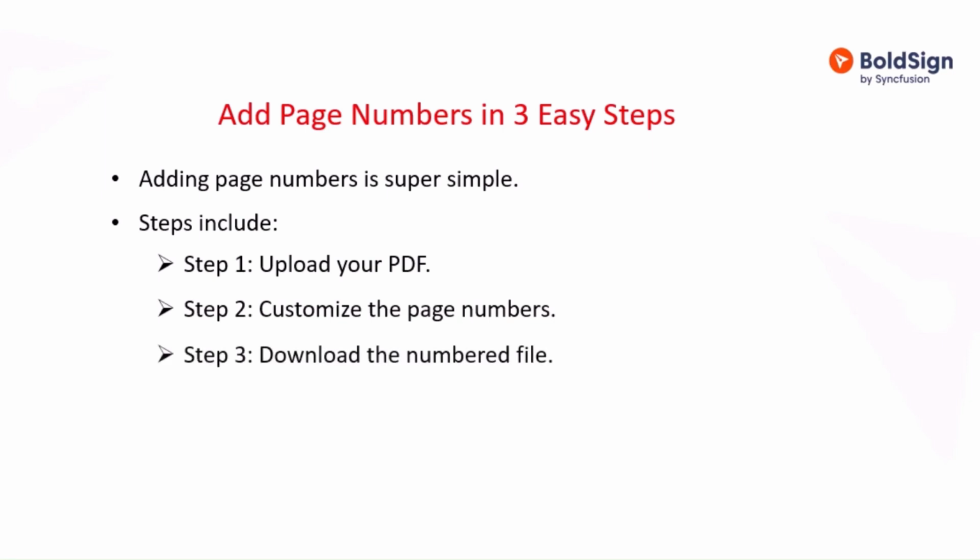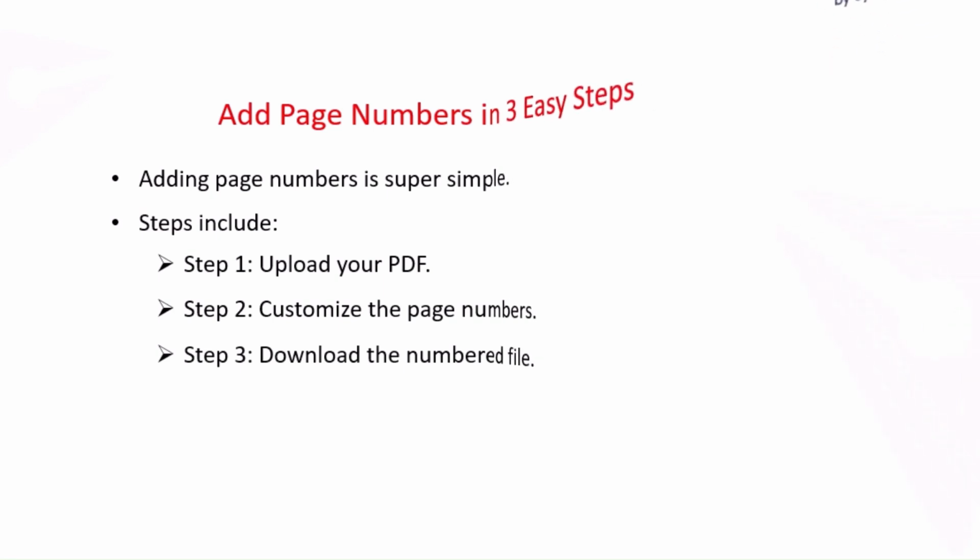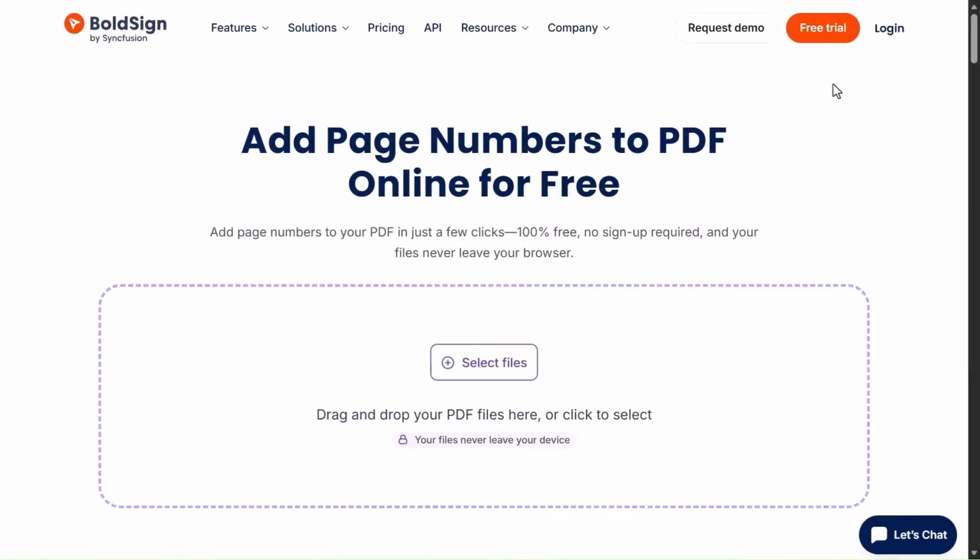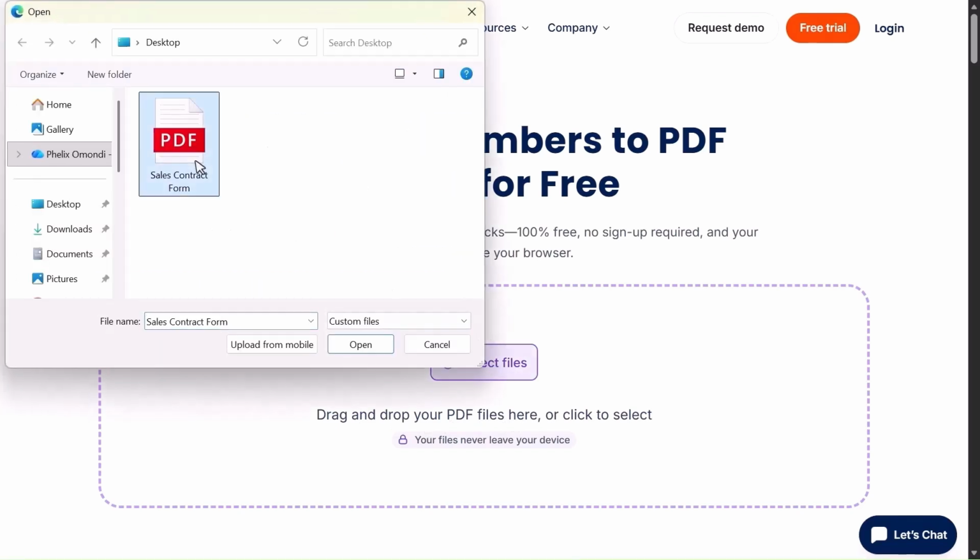Now, let's walk through it. First, open the BoldSign Add Page Numbers to PDF tool in your browser. It works directly online, and all processing happens in your browser. Your file is not uploaded or stored. Next, upload your PDF. You can drag and drop the file or click to upload from your device.